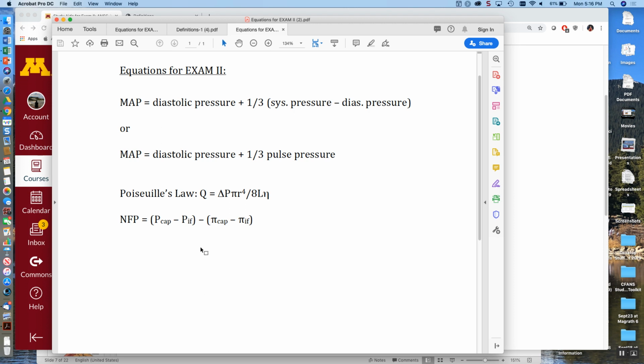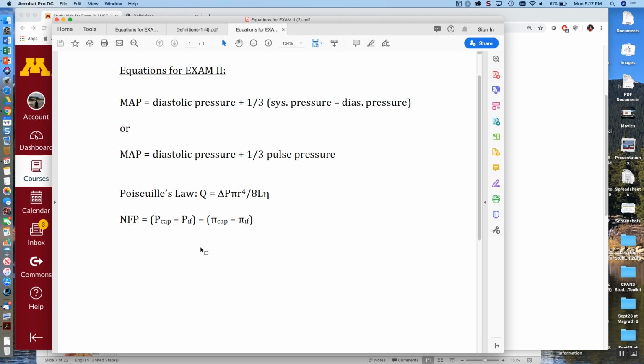If you know how to calculate mean arterial pressure using systolic and diastolic pressures, then you can ultimately calculate total peripheral resistance. This is not on your equation sheet, but it's good walking-around knowledge: mean arterial pressure is equal to cardiac output times total peripheral resistance. Okay? Ohm's law.